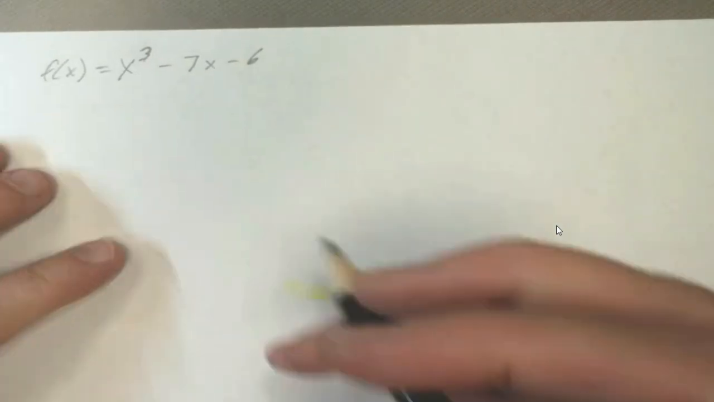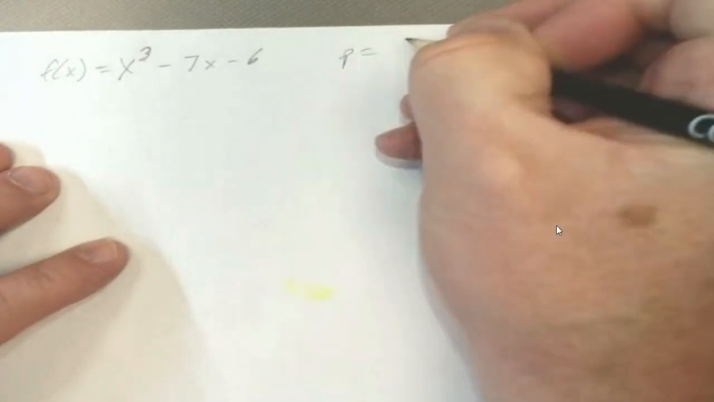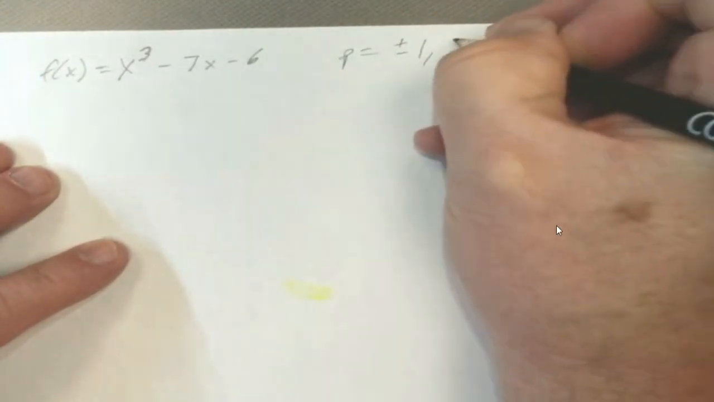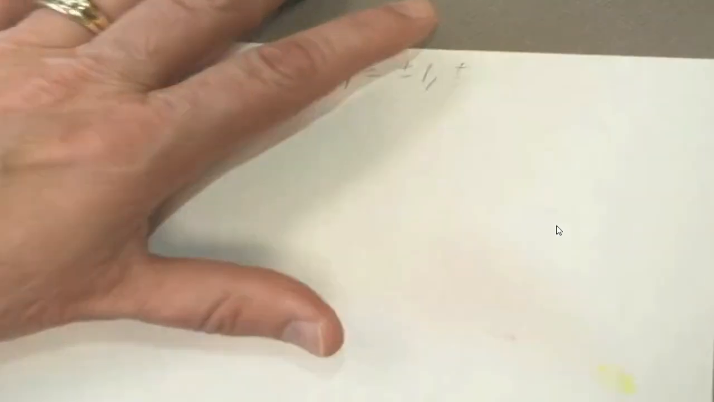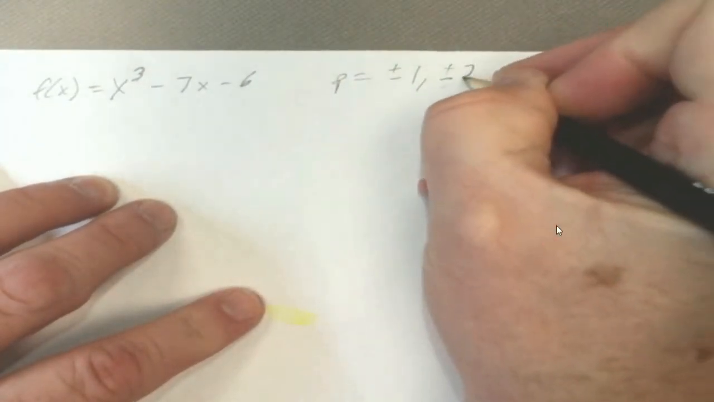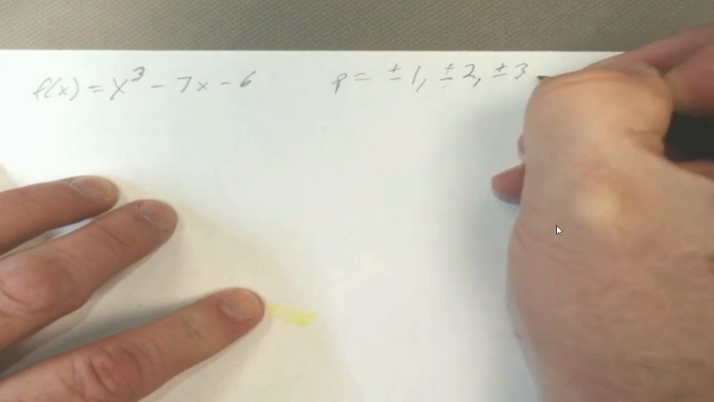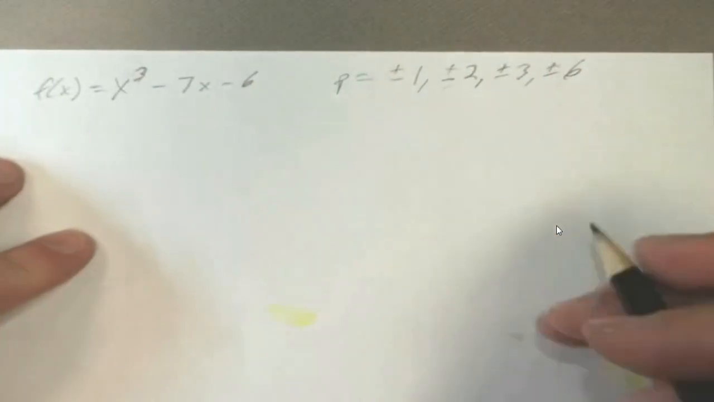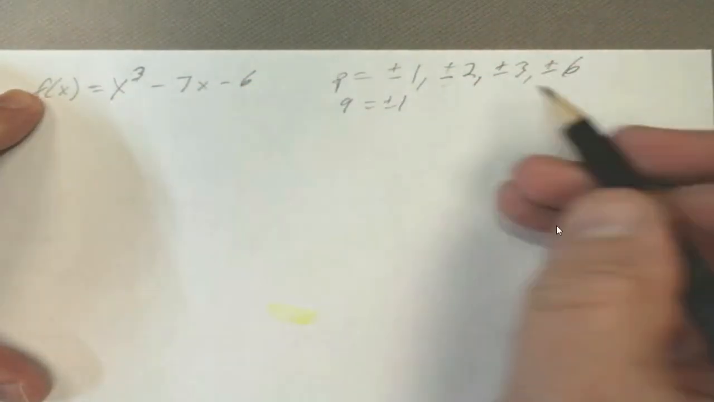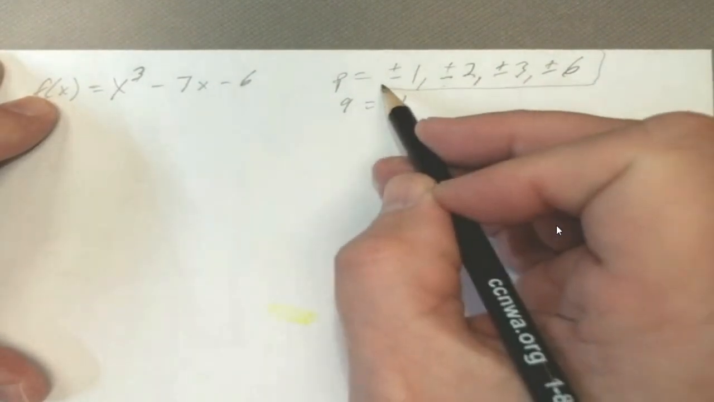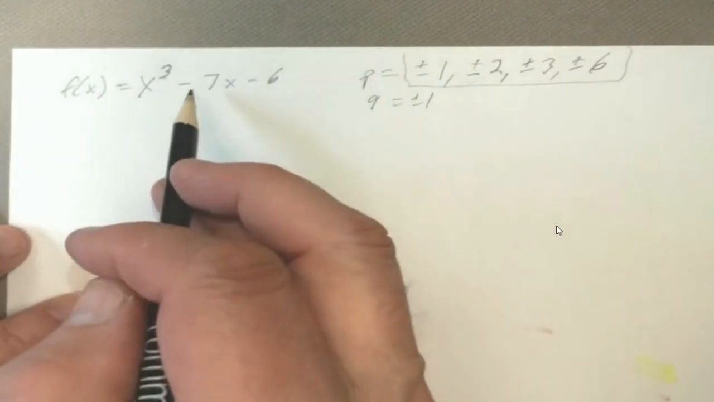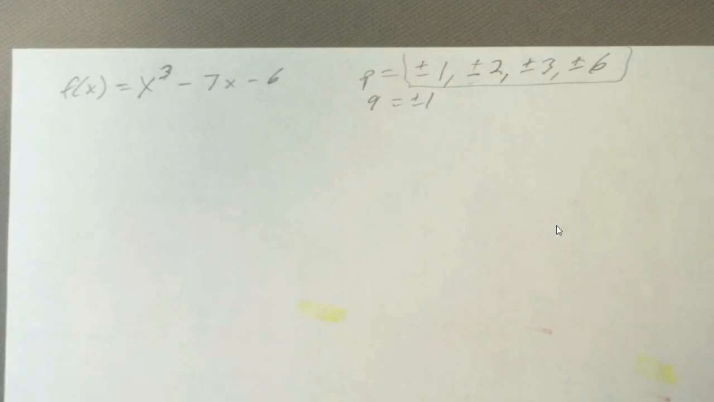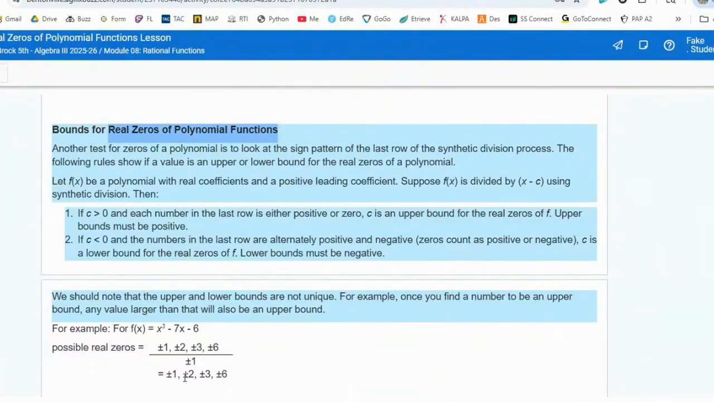Let's check the p's and q's. P is -6. All the factors could be plus or minus 1, 2, 3, and 6, since 6 is 1 times 6 and 2 times 3. And q, the coefficient of this, is just 1. So this is all the possible zeros, because dividing those by 1 doesn't change anything. So we have 8 possible numbers that could be a factor of this. That's the first thing they wanted us to figure out. It's plus or minus 1, 2, 3, and 6.